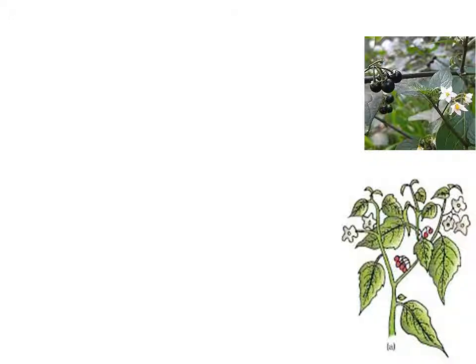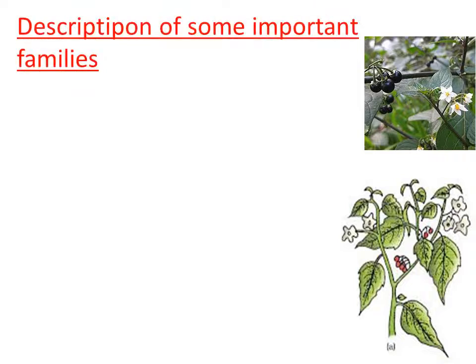Yes, in this video, let us study one more very important concept, that is description of some important families. So now we are going to study some of the families of angiospermic plants. So what do you mean by family? Family is nothing but one of the taxonomic categories. This taxonomic category consists of a group of related genera. Some of the related genera belong to the same family.